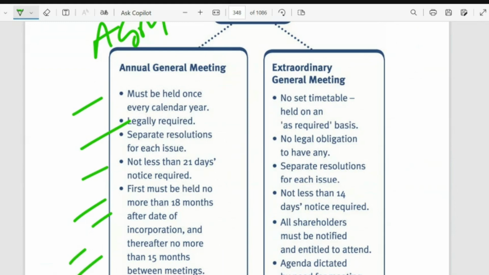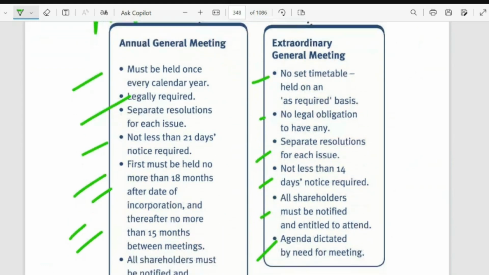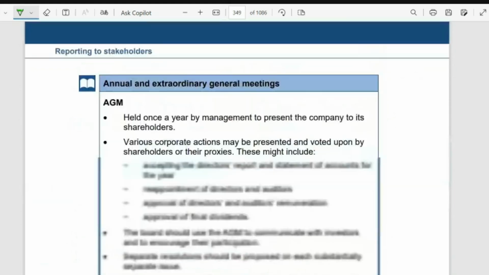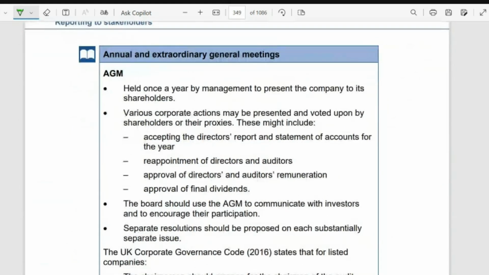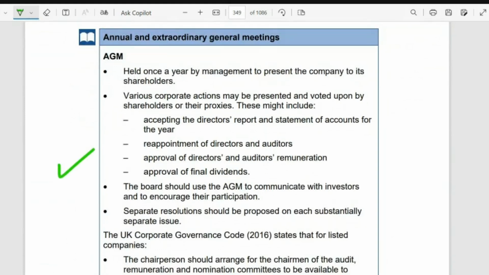These are all the key points, students, that you have to go through. These are the points which are easy to remember, so in a scenario they can test you. Annual and extraordinary general meetings. So now again they have explained it further.